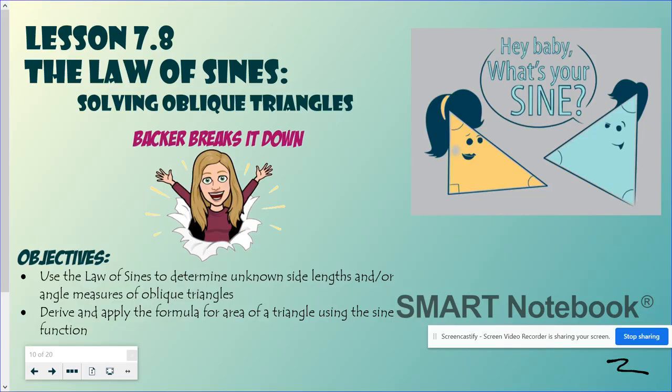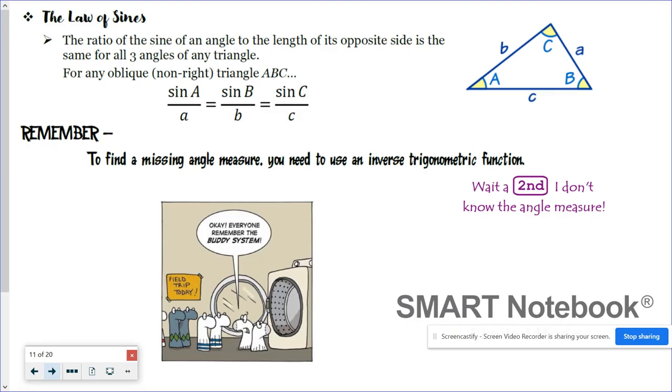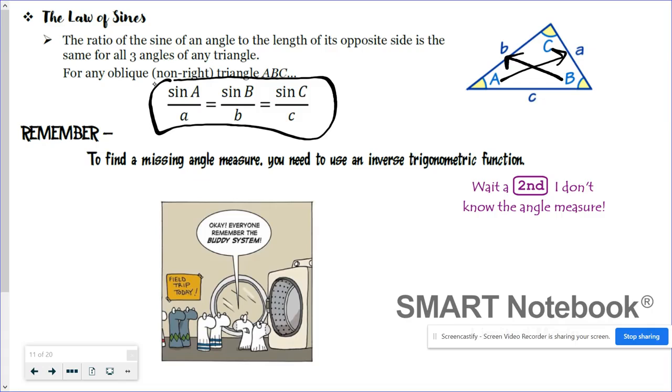This episode, we look at the law of sines and using the law of sines to solve oblique triangles. So let me remind you of the law of sines. The law of sines states that the ratio of the sine of an angle to the length of its opposite side is the same for all three angles in any triangle. This relationship can be expressed using these three ratios here. Remember, opposite angle A is side A, opposite angle B is side B, and opposite angle C is side C.